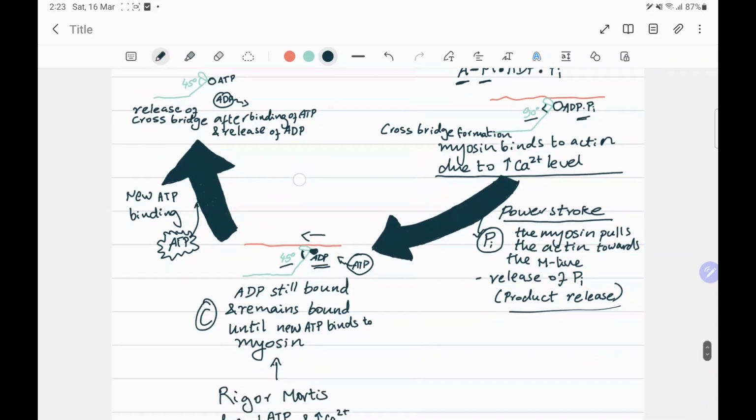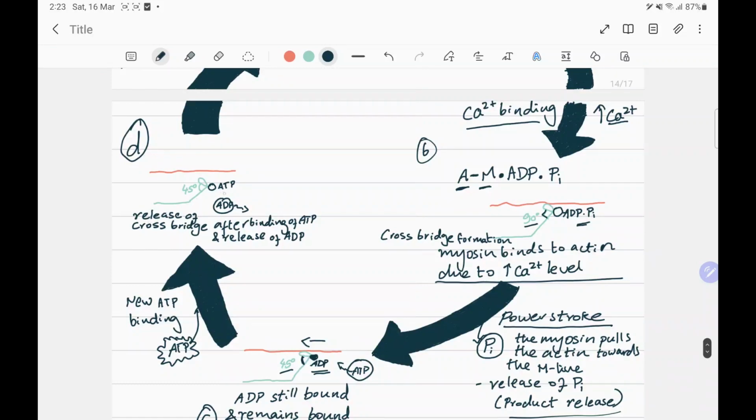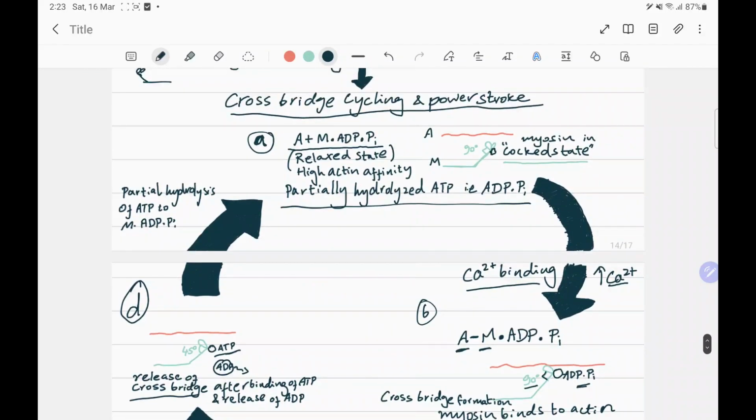In the next picture, you can see in picture D that the ATP has bound, and now myosin will release the actin, as it has bound to this ATP molecule. So it releases the cross bridge because of the new ATP that has bound, and the ADP is released. And then after this, myosin will undergo partial hydrolysis of the ATP molecule to return to the initial state, and we go back from 45 degrees to 90 degrees finally.